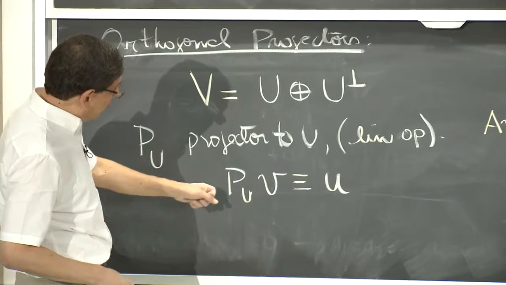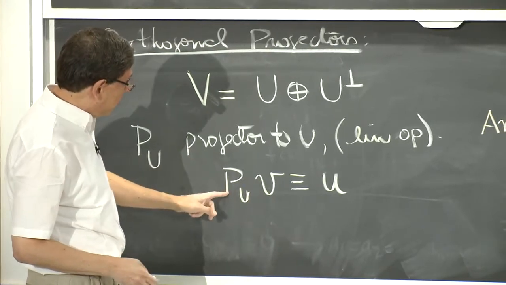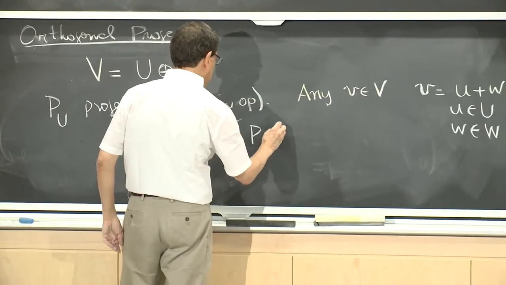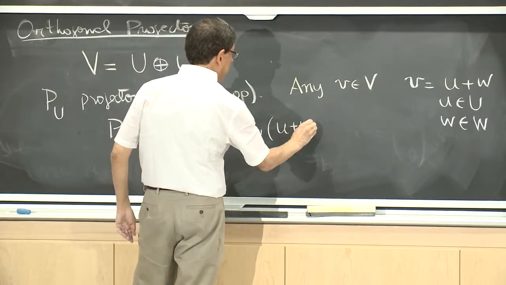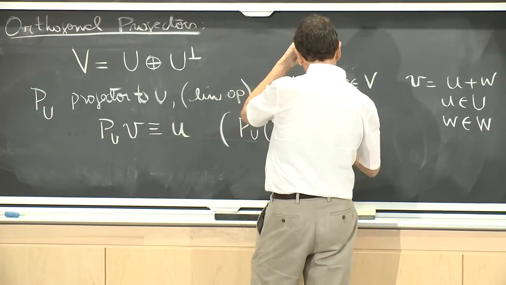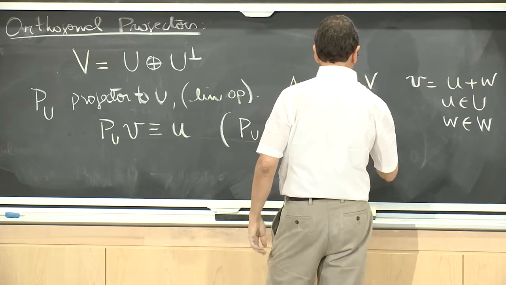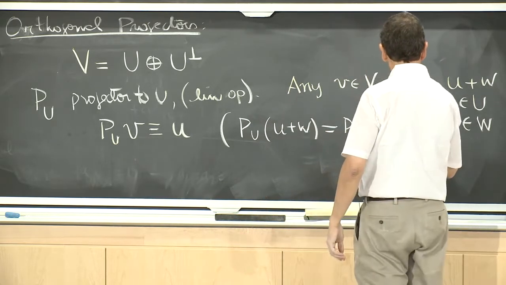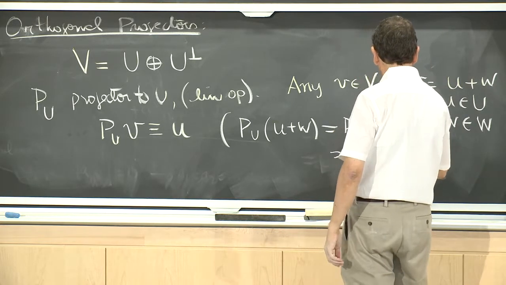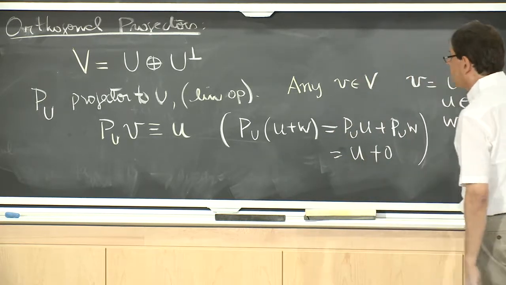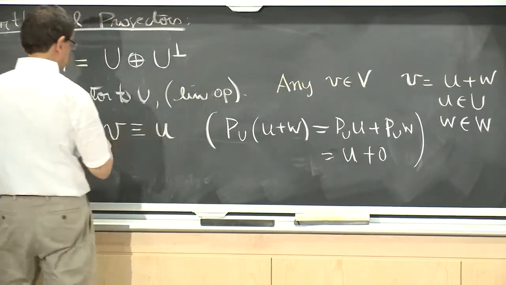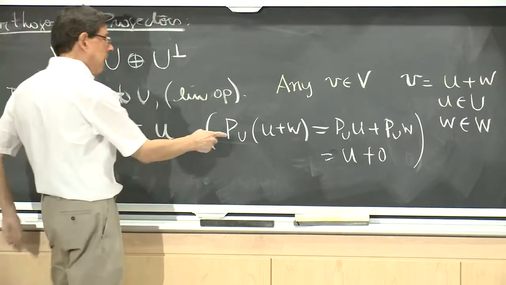So you could think of this also as saying P_U. You could also view it as saying P_U on U plus W is equal to, it's a linear operator, P_U on U plus P_U on W. And this is U plus 0. That is the definition of P_U on V. But now that you know that this is a linear operator, this is how it's happening.